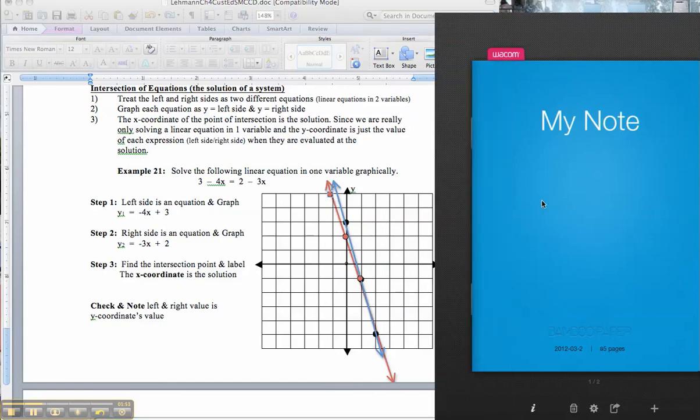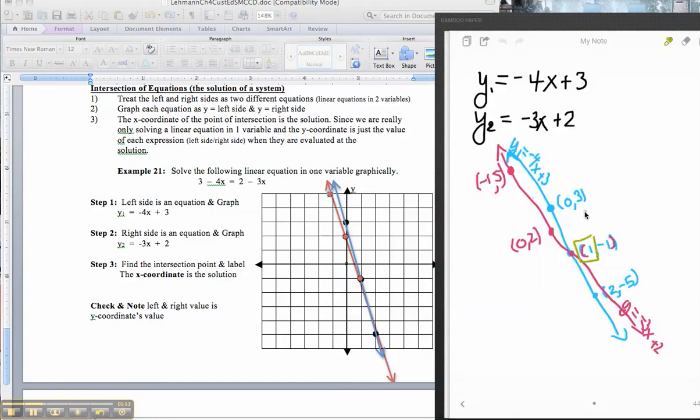So let me show you over here. I actually have drawn these very roughly, of course. And here are our two lines with those ordered pairs all labeled for you so you can see which ordered pairs I have used. And then the intersection point here, I have boxed the x. So what this says is that our solution to this is x is equal to negative 1.